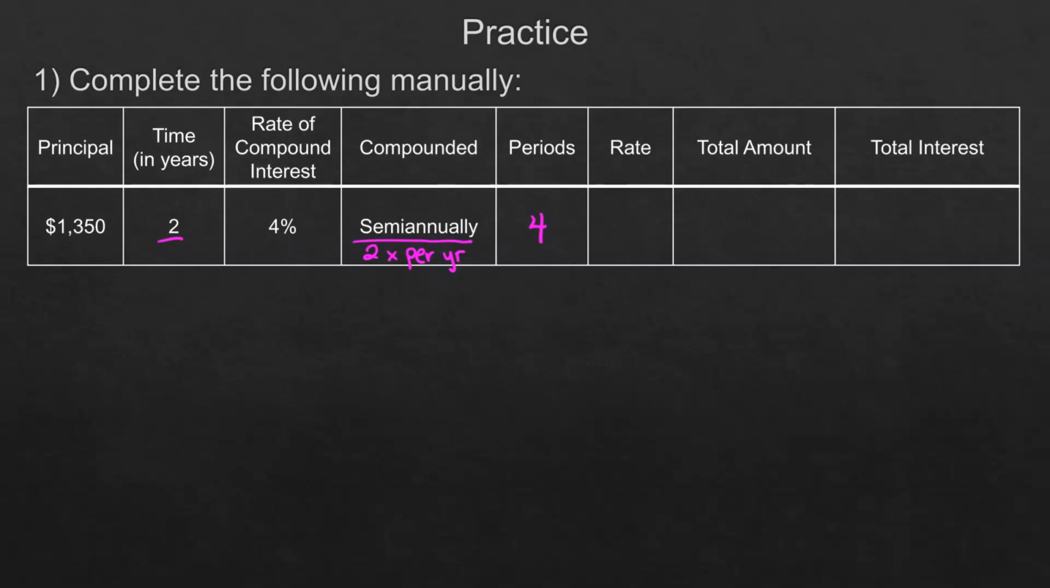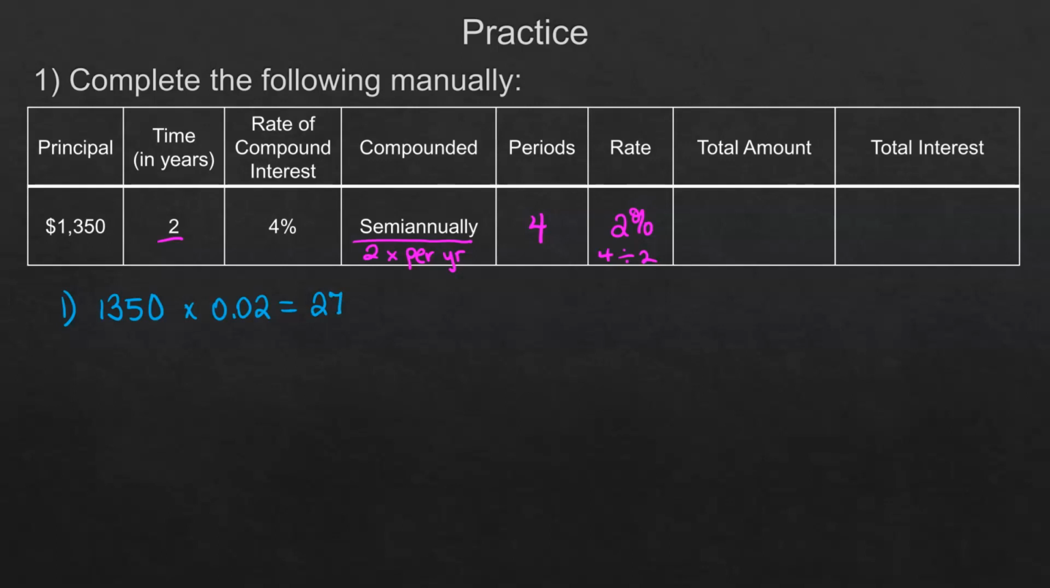Our rate is 4%, but it's 2 times per year, so it's 2% because we're going to take 4 and divide it by 2. And then we are going to calculate to find the total amount and the total interest. Now we actually have to do several calculations on this, but every period we get charged 2% interest, and that's how we will calculate this. So we're going to calculate 4 times. We begin with our principal of $1,350 times our interest rate. And when we multiply that, we get $27.